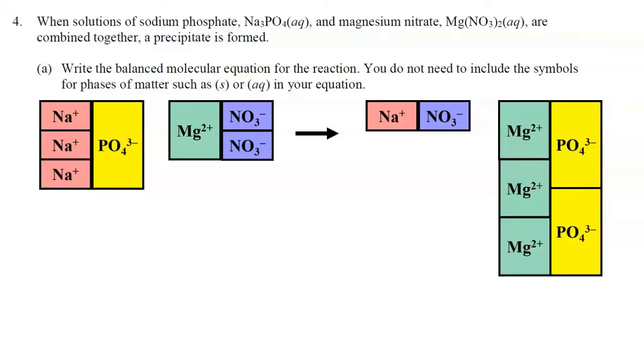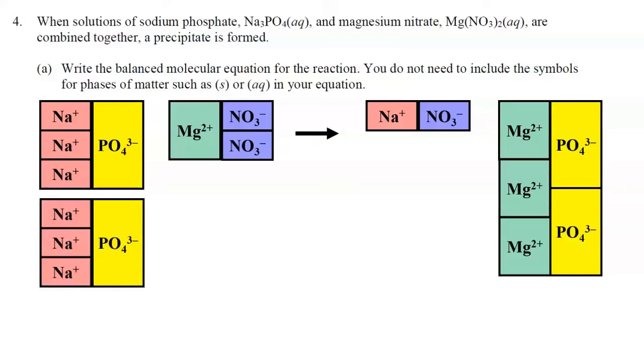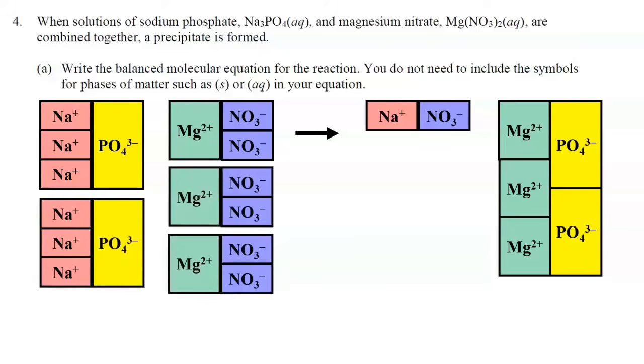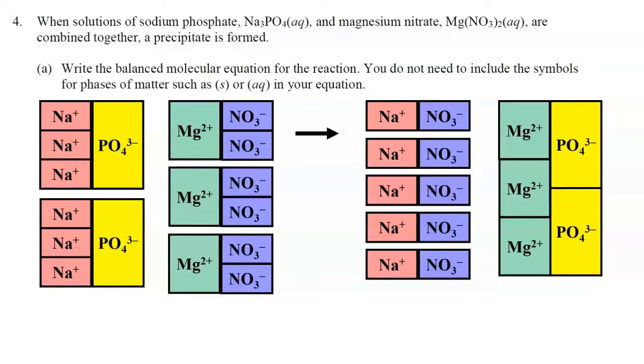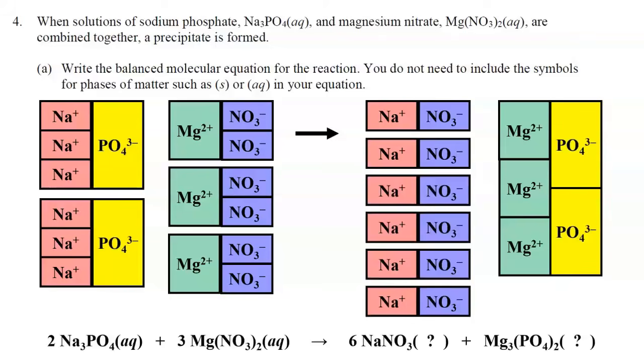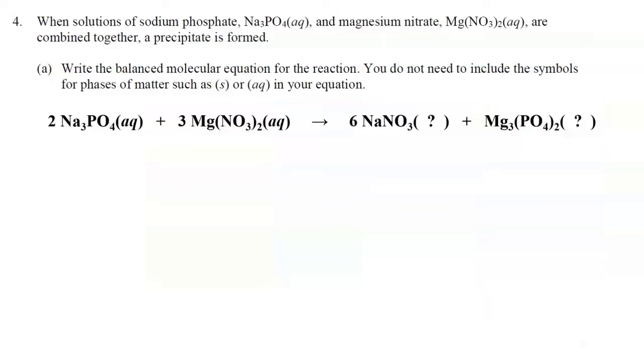So now we have to balance the overall equation. I would need 3 magnesium ions on the left and 2 phosphate ions on the left. So we can take care of it like this. And now I need 6 sodiums and 6 nitrate ions on the right. So our coefficients from left to right would be 2, 3, 6, and 1. And so there are the formulas of the reactants and the products.